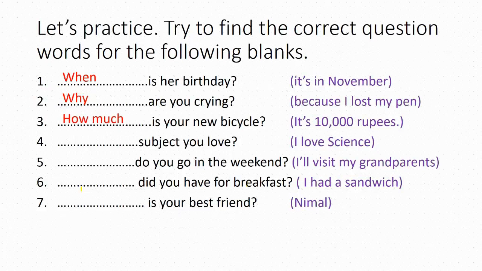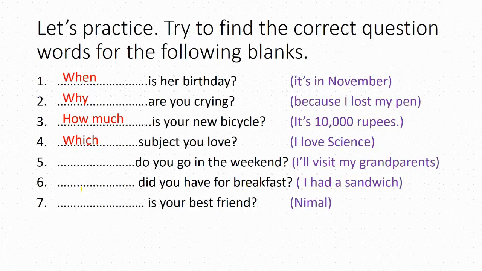Blank subject you love? I love science. You know there are several subjects in your syllabus. Among them you have to choose. You have to select a subject. So we use the choice question word which. The answer is which. Which subject you love? Or which subject do you love? The answer is I love science.